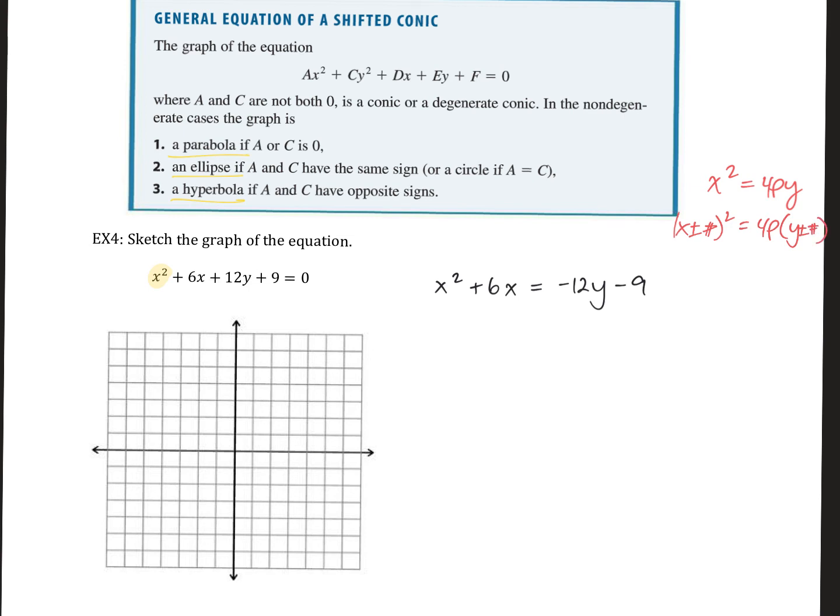To do that, with my scratch work on the side, I'll take that 6 divided by 2 and then square it. So 6 divided by 2 is 3, squared that is 9. So we'll add 9 to both sides because we're completing the square. And then we'll get x squared plus 6x plus 9 equals negative 12y plus 0. The 9's cancel each other out. Okay, so then rewriting that, we'll have x plus 3 squared equals negative 12y. So it definitely is a parabola.